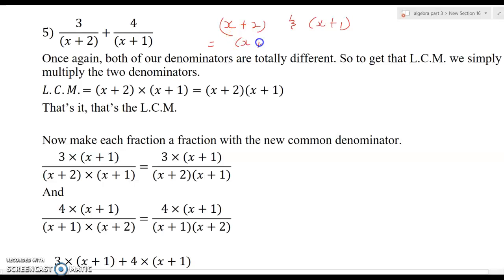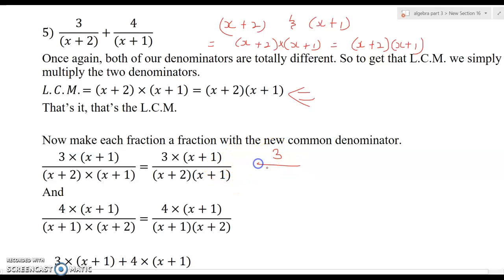So you're going to get x plus 2 by x plus 1. Well, you can put your multiplication sign in between. And remember, you can leave out the multiplication sign because it's understood to be there. And that is our LCM. This is what we have here, same thing I just wrote out there. Now, we need to make each fraction now a new fraction with that LCM, that new common denominator.